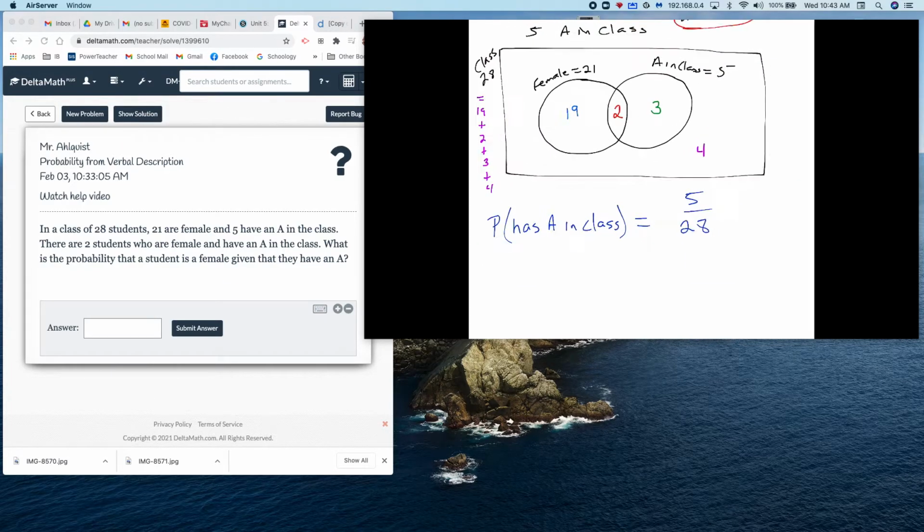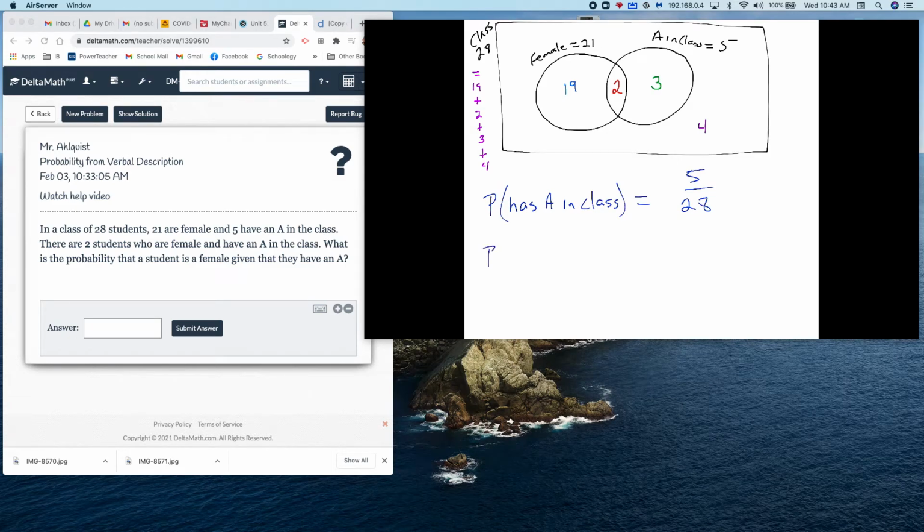What if I said, what's the probability a student has an A and is not female? Well, that's the 3 students that are in there out of the 28, because notice there's 3 students that have an A and are not female. They're right there because they still have an A. Okay?